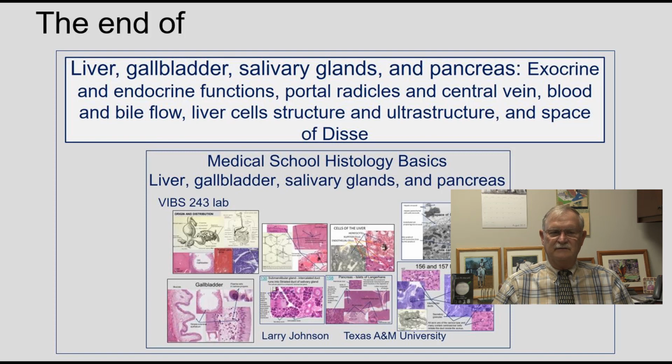This is the end of the liver, gallbladder, salivary gland, pancreas, endocrine, exocrine functions, portal radicles, central vein, blood, bile flow, liver cell structure, ultrastructure, and the space of Disse.